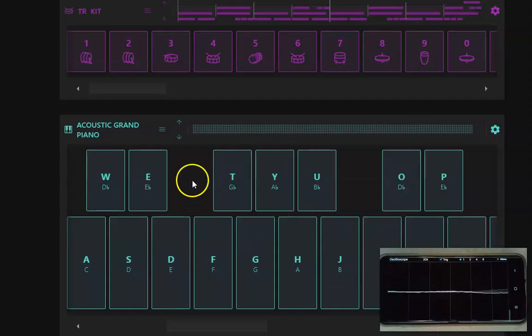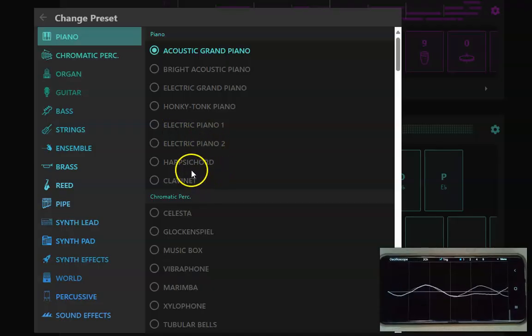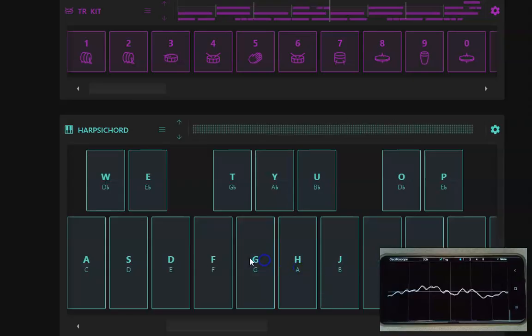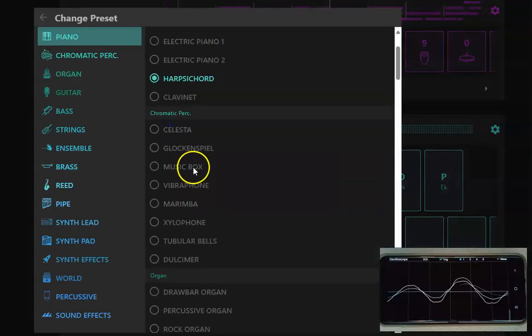If I play this MIDI, I can show you what a piano looks like. So that's what the waveforms look like for the different piano notes. And you can see different instruments. So for example, if I go to a harpsichord, that's the waveform for harpsichord. Try another musical instrument. How about tubular bells?